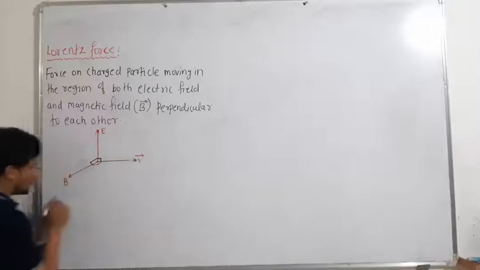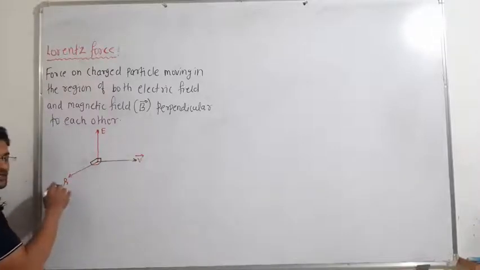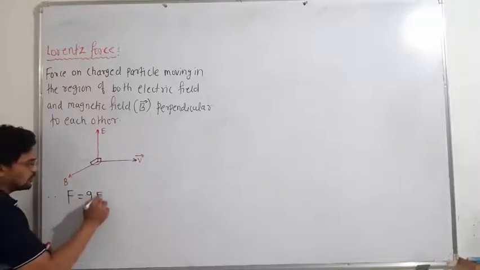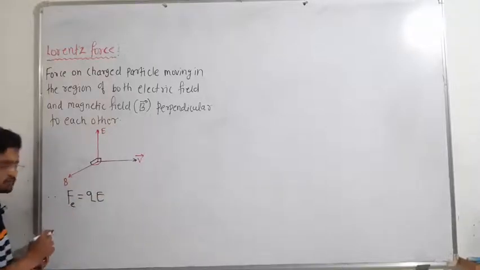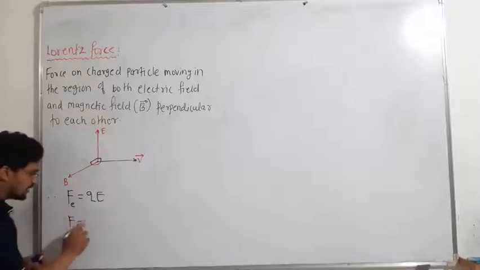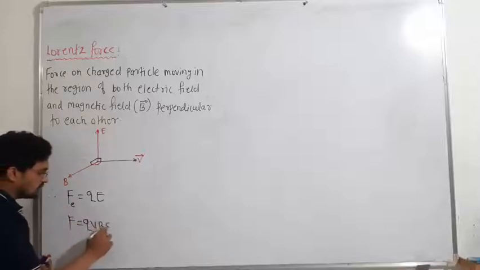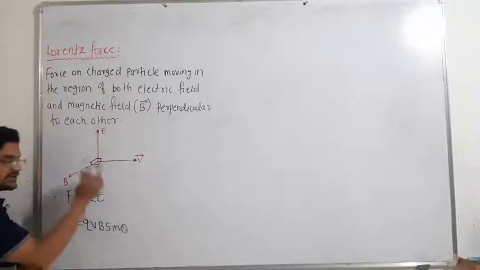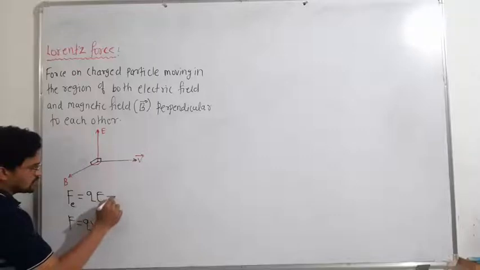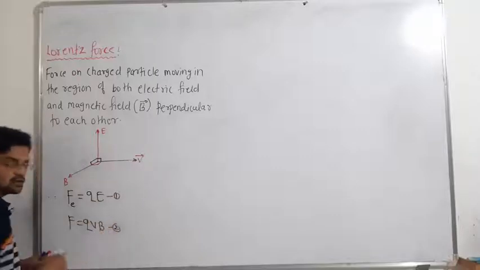So what does the Lorentz force tell you? When the charged particle enters the electric field, from the first chapter, force is equal to Q into E. This is the electric force. And when the charged particle enters the magnetic field, it is QVB sine theta. Here it is perpendicular, so sine 90 becomes 1. So this is equation 1 and this is equation 2.